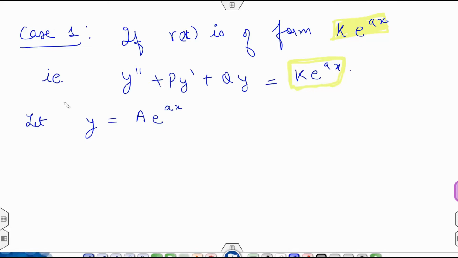Now if you differentiate this, what will you get? You will get y dash equal to a into A e to the power a x, and if you differentiate it twice, you will get a square A e to the power a x.